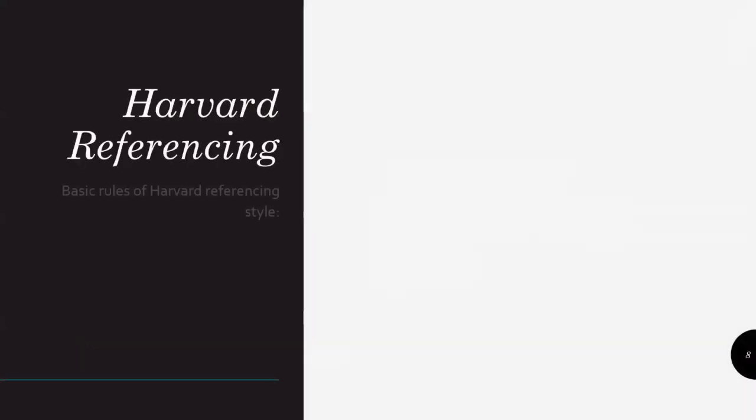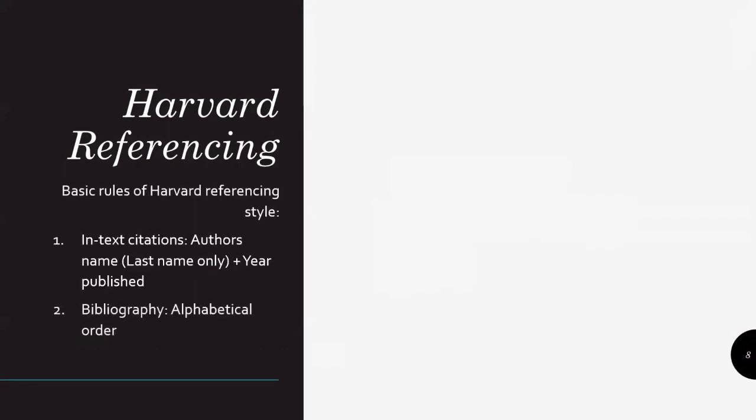The Harvard referencing style has some basic rules of its own. For instance, if we have a look at its in-text citation, normally we in-text cite only the author's name and the year of publication. When we are using the author's name, we are using the author's surname only, which is the last name, and the year the article was published.